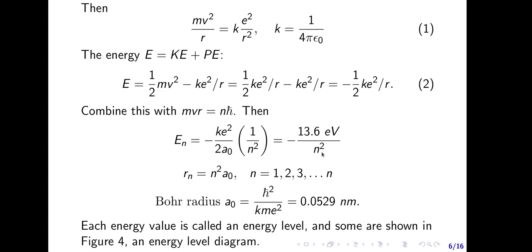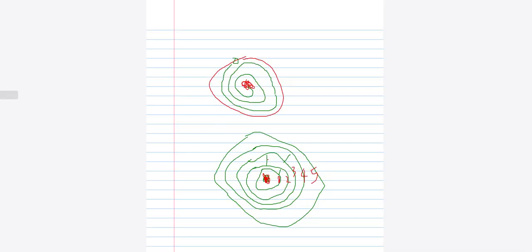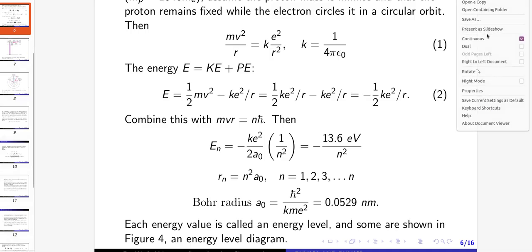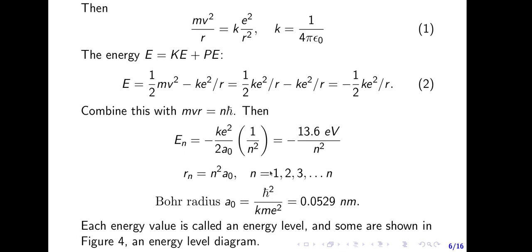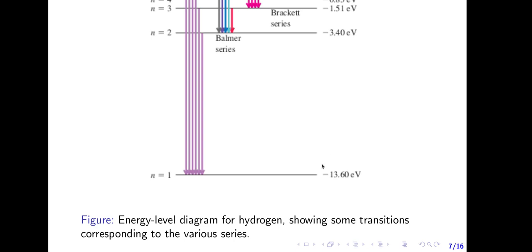This n is the principal quantum number, so it can take 1, 2, 3, 4, like I explained here. The lowest orbit is when n is 1, the second is n equals 2, then 3, 4, 5, 6, 7, and so on. So the lowest orbit is obtained when n equals 1. Then E1 equals minus 13.6 divided by 1 squared, which is minus 13.6, and this is what we have here. So this is the energy level diagram.